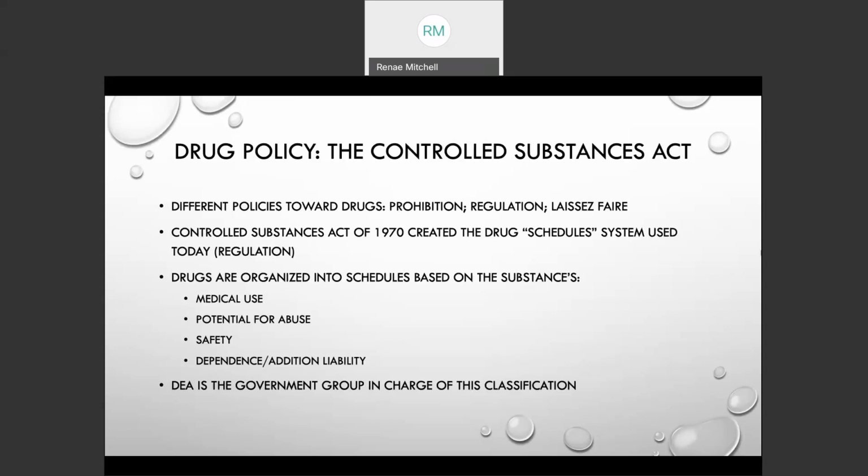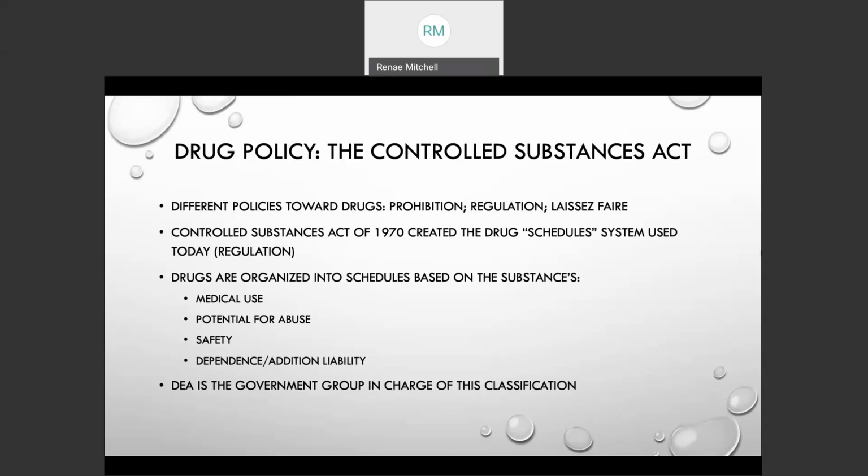In 1970, the Controlled Substances Act of the US created a regulation policy towards drugs in the US. So it created these schedules used to make rules about how drugs are possessed and distributed here. And so this act organized drugs based on the medical use of the drug, the potential for abuse of the drug, the safety, and the tendency or liability of developing dependence or addiction.